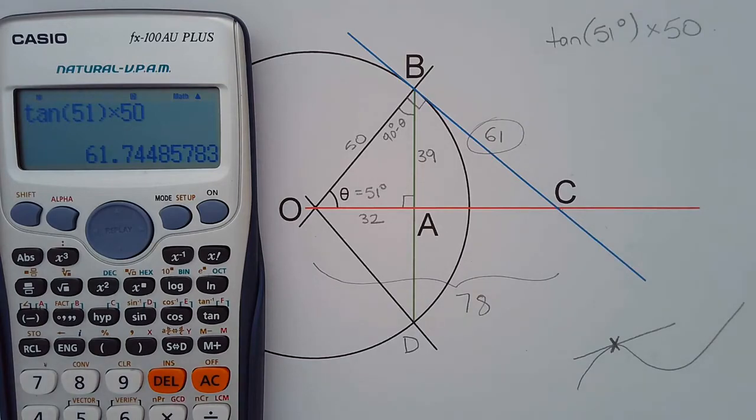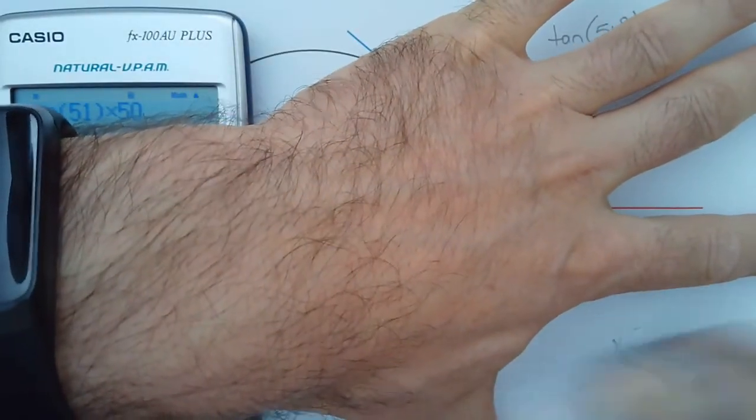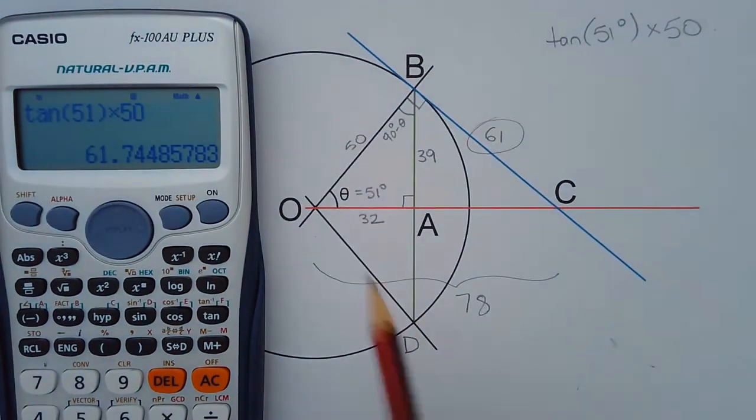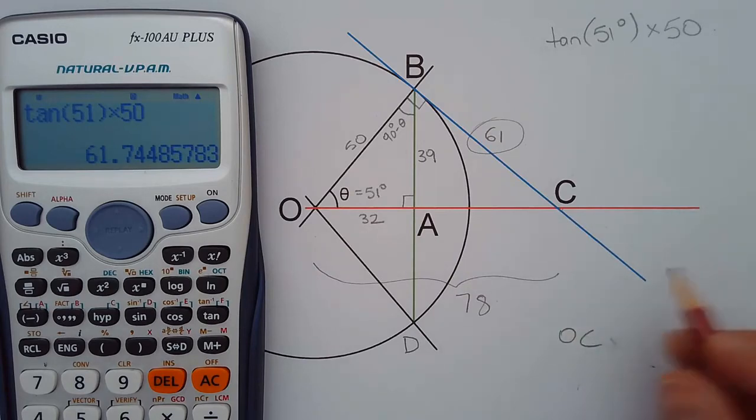One other very important measurement, and then we'll end the video there, is this last one here, which is OC. Now, OC is the arrow part of the bow and arrow. And when we measured it, it was roughly around 78. Now, that's called the secant ratio. That's called the secant. So OC. It's called a secant.